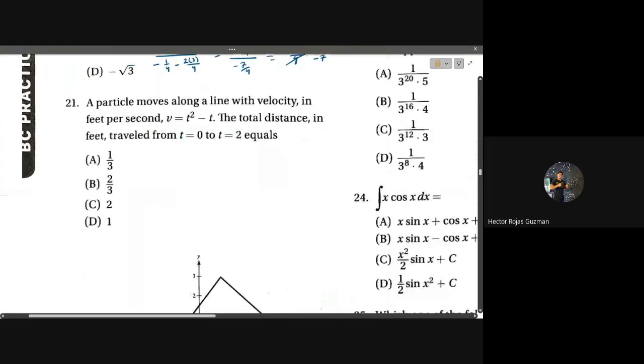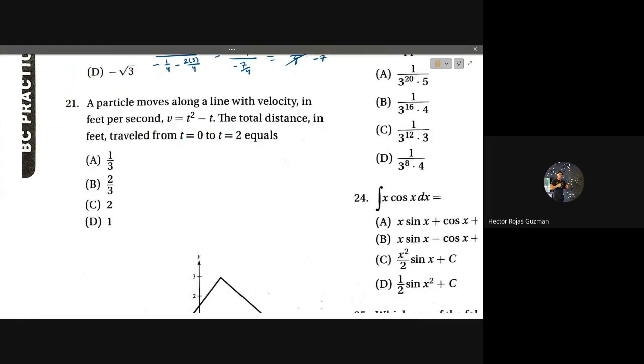Last time we left off right here in number 21. A particle moves along the line with velocity in feet per second given by t squared minus t. The total distance in feet traveled from 0 to 2 equals.